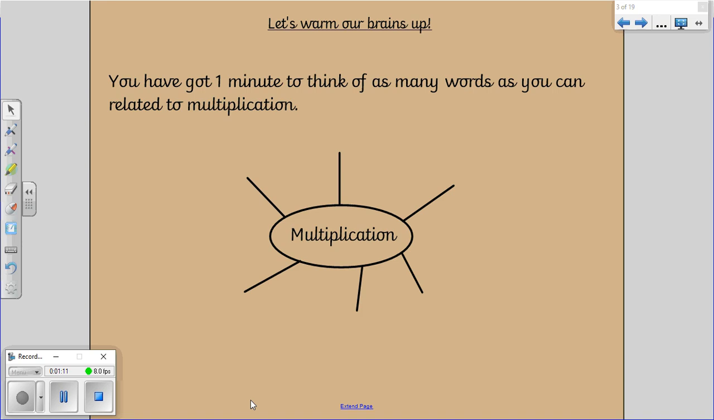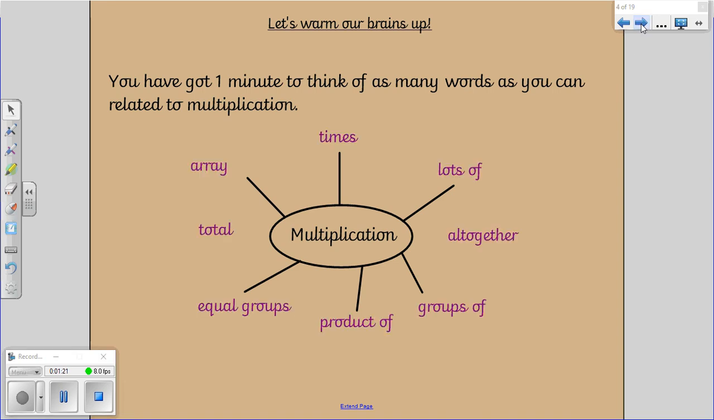Okay, so hopefully you've written down as many words as you can think of related to multiplication. Let's have a look at some words that you may have written down. Okay, so we can see we've got times, lots of, altogether, groups of, product of, equal groups, total, and array. So you may have got lots of those, or you might have even thought of some different ones as well. So well done if you did that.